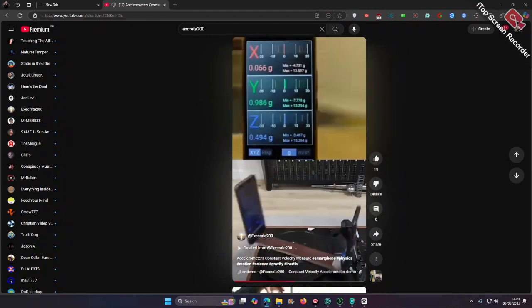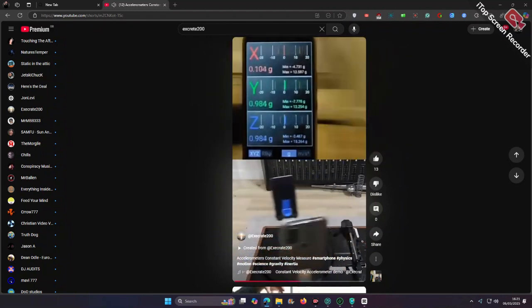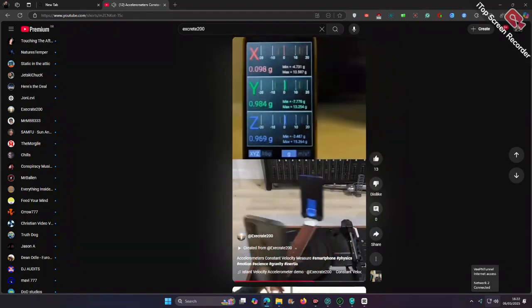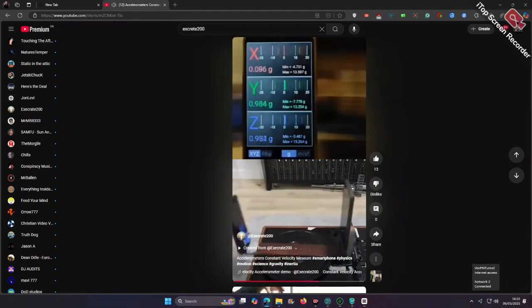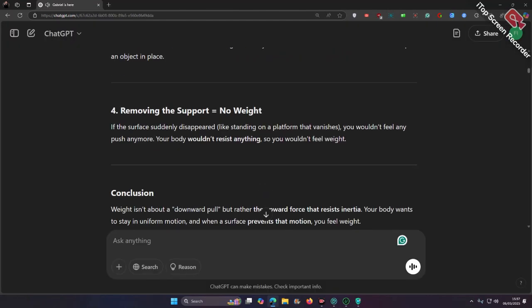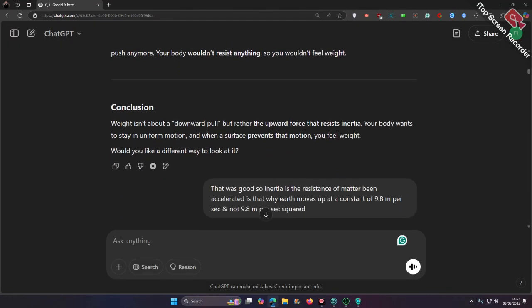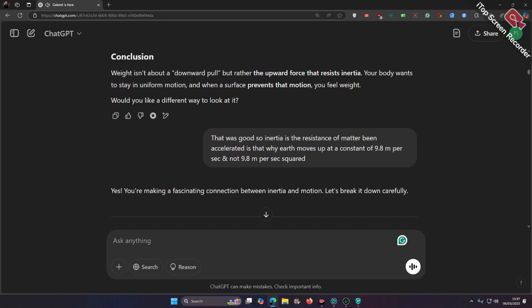4. Removing the support equals no weight. If the surface suddenly disappeared, like standing on a platform that vanishes, you wouldn't feel any push anymore. Your body wouldn't resist anything, so you wouldn't feel weight. Conclusion: weight isn't about a downward pull, but rather the upward force that resists inertia. Your body wants to stay in uniform motion, and when a surface prevents that motion, you feel weight. Would you like a different way to look at it?